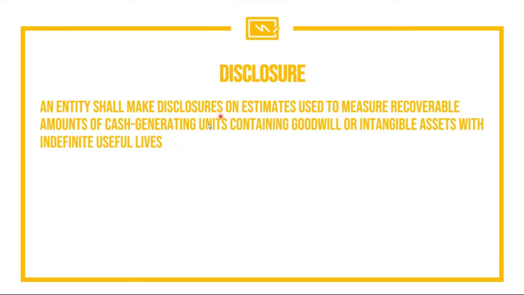An entity shall make disclosure on estimates used to measure recoverable amounts of cash generating units containing goodwill or intangible assets with indefinite useful life. So meaning you need to give a basis. Or actually, in fact, this is not only required for CGUs. Since you are disclosing impairment losses and reversals of impairment losses, you're actually going to provide the details of how you computed the recoverable amount of every item that was involved in impairment loss and involved in the reversal of impairment loss.